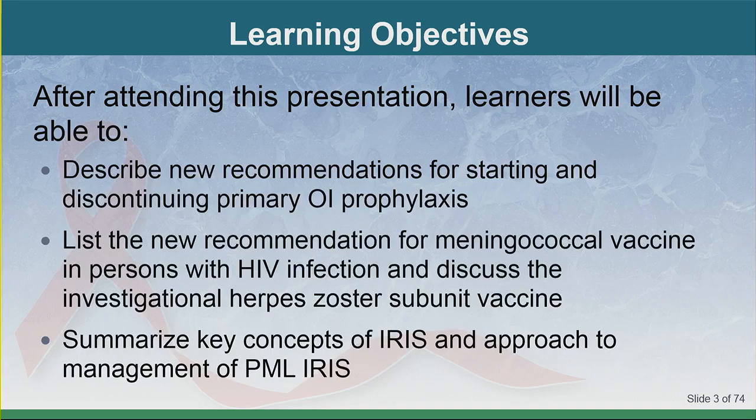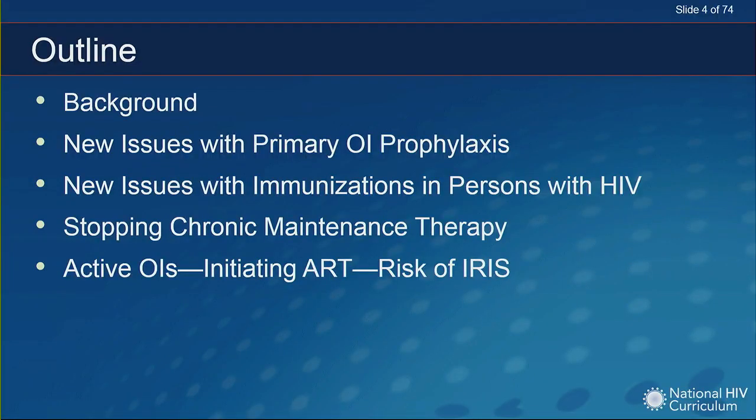And then last, I'm going to talk a little bit about IRIS and the whole juxtaposition of what happens when a person has very advanced HIV disease and we start antiretroviral therapy. How do we think about approaching IRIS, our choice of antiretrovirals, and when and how we start antiretrovirals? I'm also going to talk about PML in that regard.